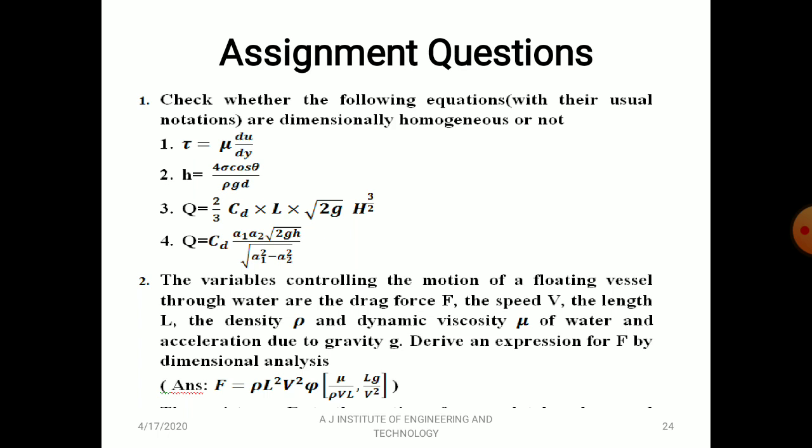Then third one, this is an expression for triangular notch discharge. So Q equal to 2 by 3 Cd into L into square root of 2g into H to the power 3 by 2. So 2 by 3 is anyhow a constant. Cd is called the coefficient of discharge. As this is a coefficient, it has no unit or dimension.